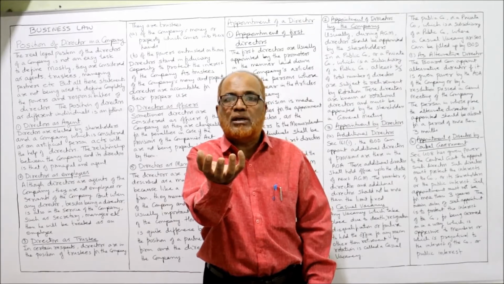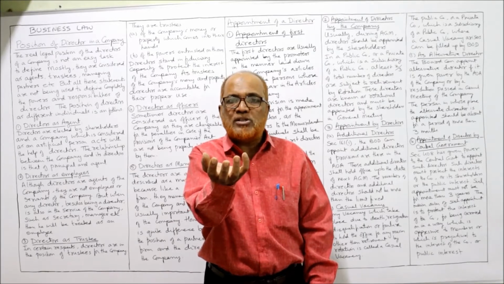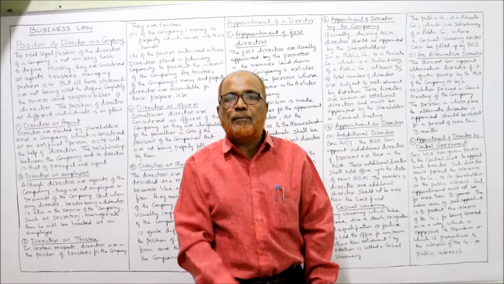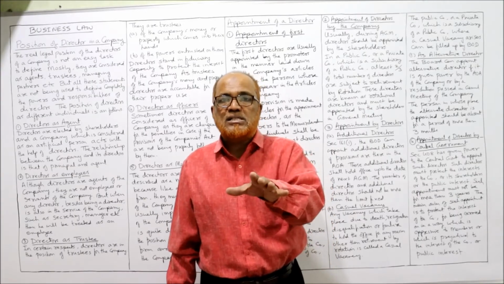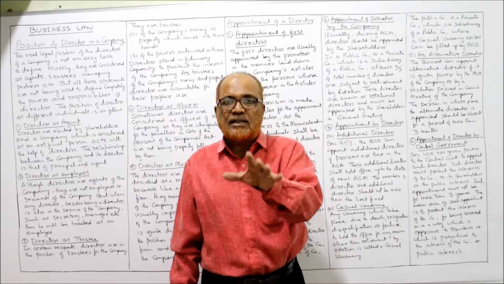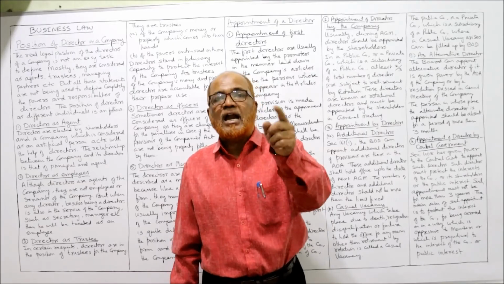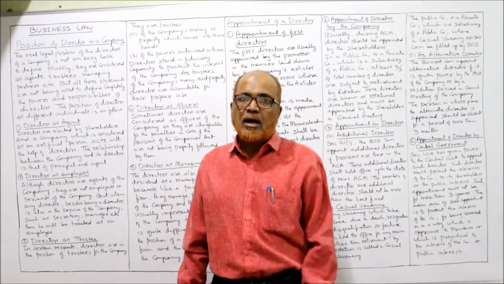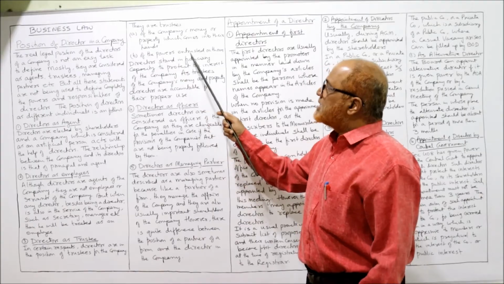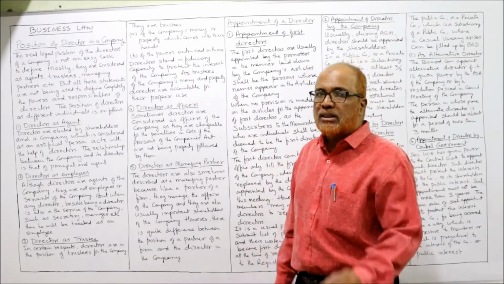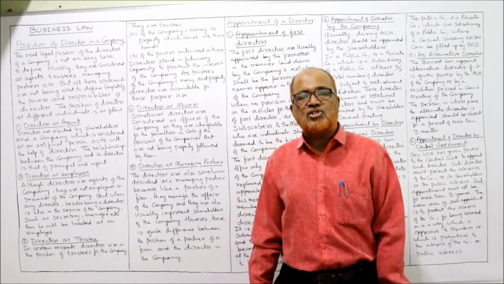But remember, that is not their personal money. That is not their personal property. It is the property of the company. So they are the trustees. The directors are treated as trustees for the money and property which belongs to the company. Secondly, of the powers entrusted to them. On the powers entrusted to them, they are the trustees.